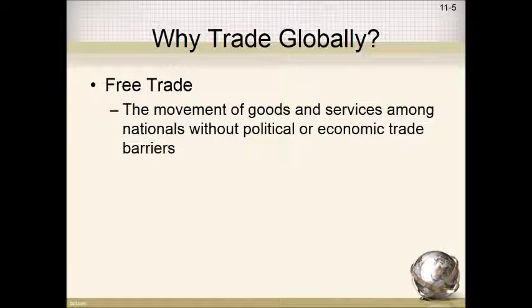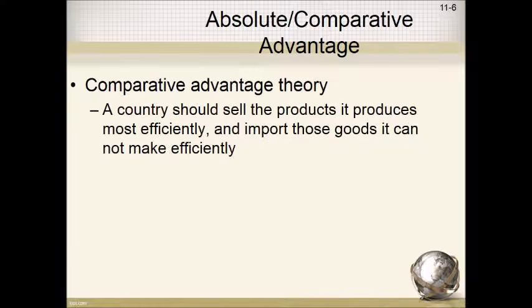There's also the issue of free trade. Free trade is defined as the movement of goods and services among nations without political or economic trade barriers. We'll talk more about that later on. But first, it's important to touch base on something I mentioned, and that would be absolute and comparative advantages. Comparative advantage is where a country should sell the products it produces most efficiently and import those goods it cannot make efficiently.